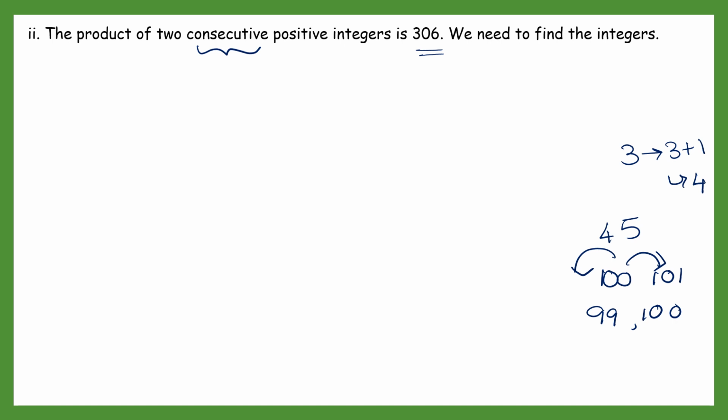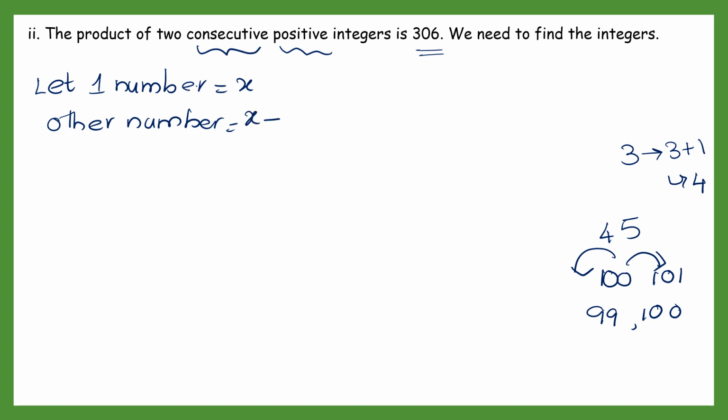Okay. So, let us assume one number is x. They are telling consecutive positive numbers. That means the other number will be what? Let us assume the next number. You can assume the next number or the number before. Let us take the next number here. If one number is x, the next consecutive number will be x plus 1. Now they have given the product of two consecutive numbers. One consecutive number is x, another number is x plus 1. They are telling their product is 306.